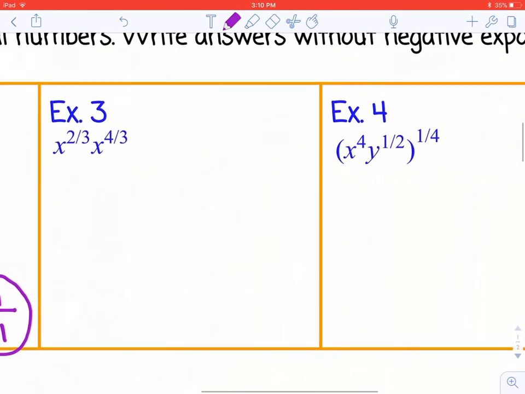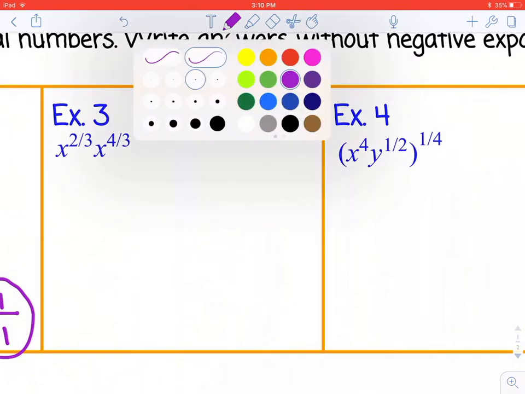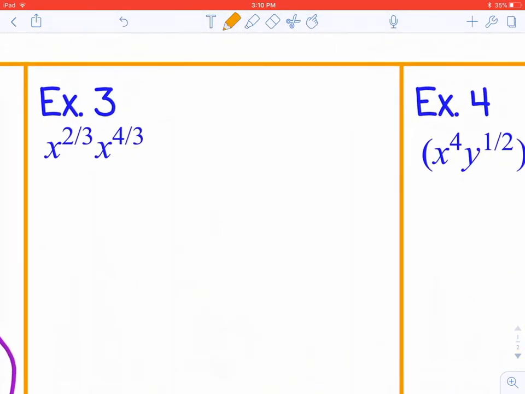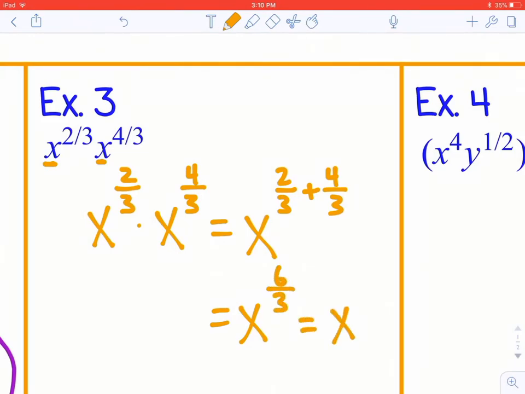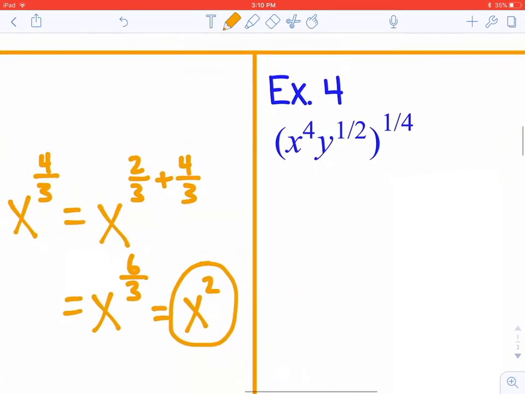Alright, let's take a look at example 3. In this case, we have two like bases. x is the same for both. So we just have to use our exponent rules to put these two together. So x to the 2/3 times x to the 4/3. Since they have the same base, we're allowed to add the 2/3 and the 4/3 together. They have a common denominator already, so we can just put that together as 6/3. And then that's just equal to x squared. So that is it for example 3.